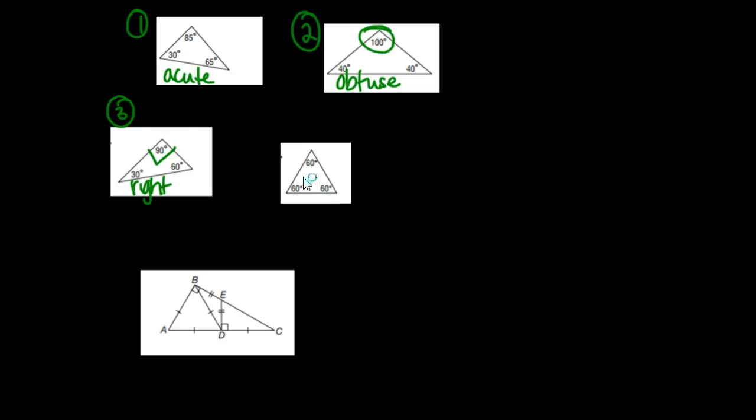And then the last one that I see is all the angles are the same. So this is equiangular. All right, so there are the 4 triangles that we have classified by their angles.